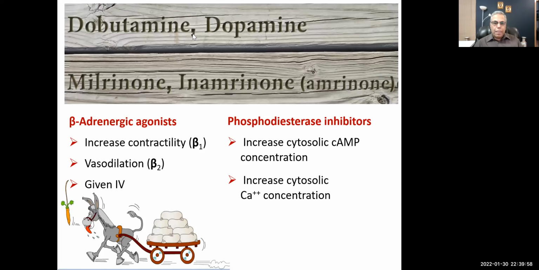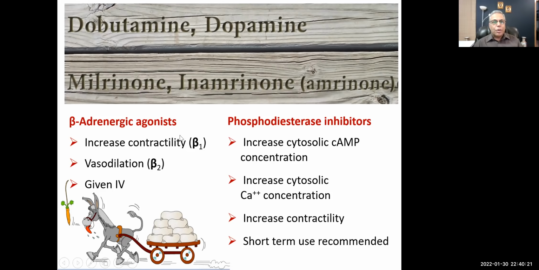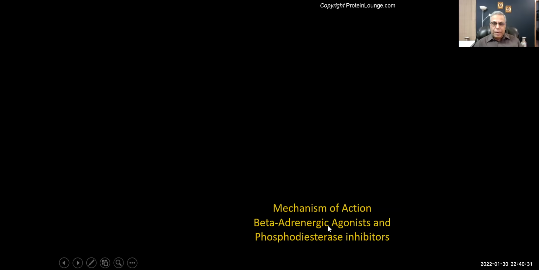Okay, right. So that increased cyclic AMP is going to increase cytosolic calcium concentration, because cyclic AMP, through protein kinase A, increases the release of calcium from the sarcoplasmic reticulum. Okay. Right, and increased contractility because of increased calcium concentration, and short-term use is recommended for these drugs, right? So we don't use them for a very long period of time. And here is the mechanism of action of beta-adrenergic agonists and phosphodiesterase inhibitors.